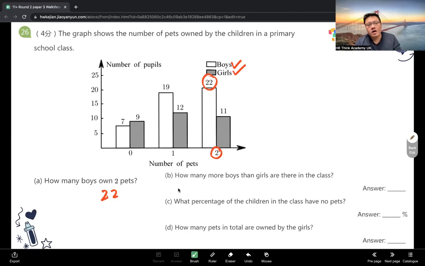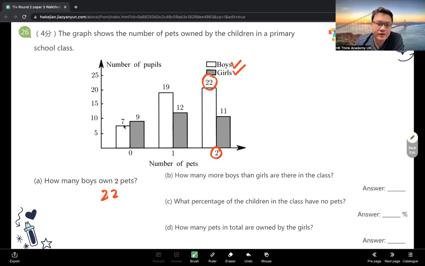And then how many more boys than girls are there in the class? How to solve this one? You have 2 different ways to get the answer. The first way is that you add 7, 19, 22 together, and then you take away 9, take away 11, take away 12, you get the answer. And another way is that you can do that one by one.